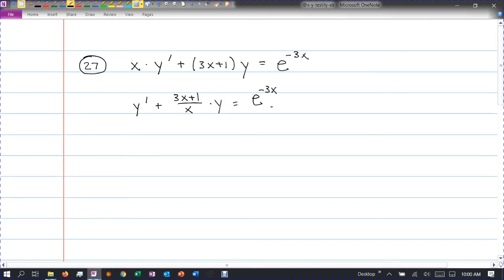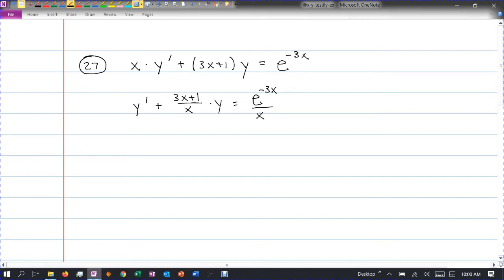All right, 27x, then it says dy dx, so I'm just going to write y prime plus parentheses 3x plus 1 times y. This looks like it's already in the form we need, equals e to the negative 3x. Yeah, that looks good. Just divide everything through by x, so we get y prime plus 3x plus 1 over x times y equals e to the negative 3x over x.